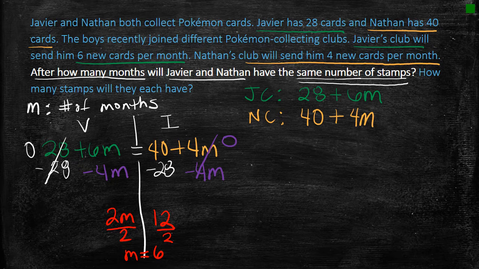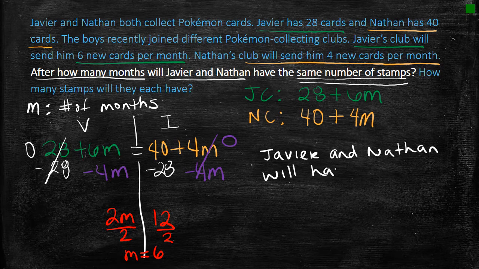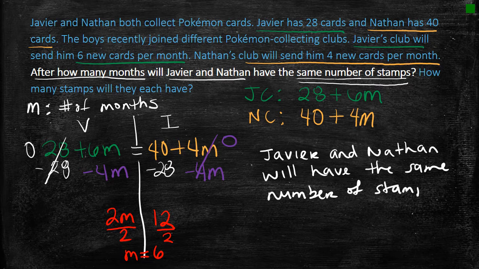So we're going to say that Javier and Nathan will have the same number of stamps at 6 months.